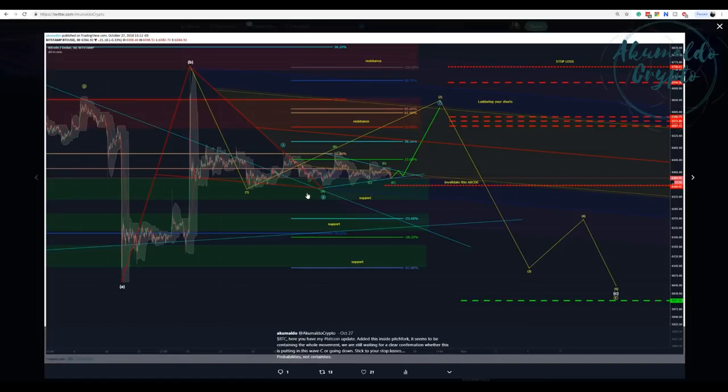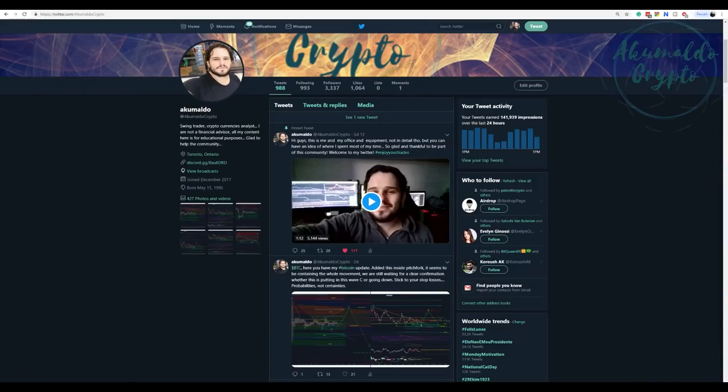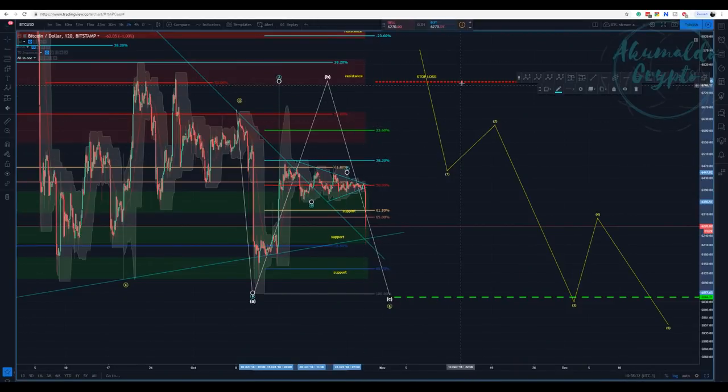I proposed this inside pitchfork on my Twitter, so what invalidates this ABCD was your stop loss, okay, simple, if you were in a short position. But if you were going against the trend, this would invalidate it. But there was my target. I would enter here, and we haven't touched these targets here, so nothing is lost. That's the thing. I don't enter, okay?